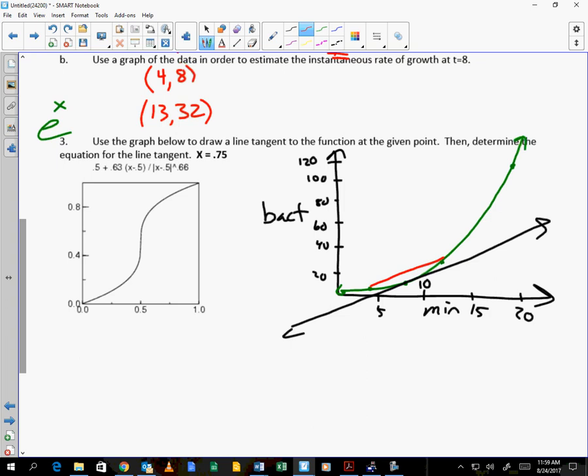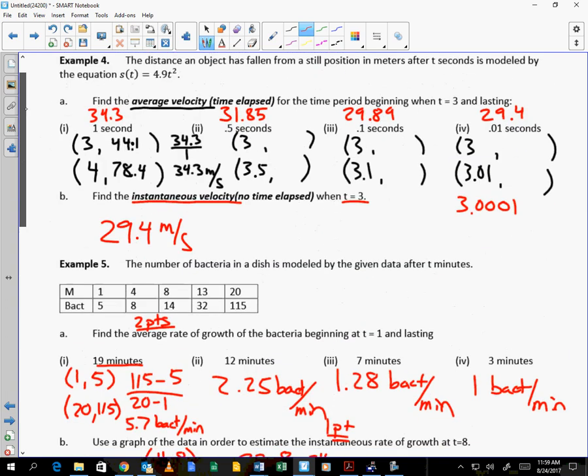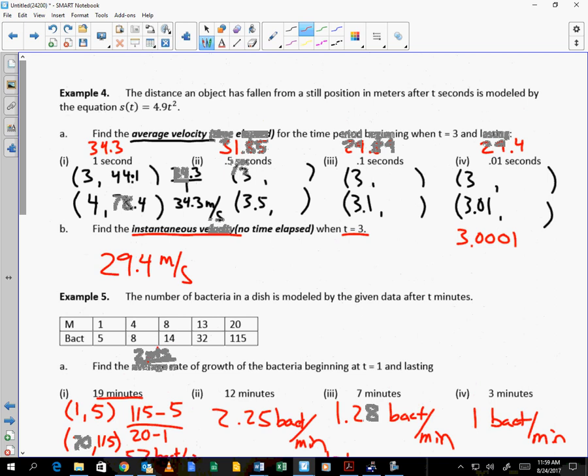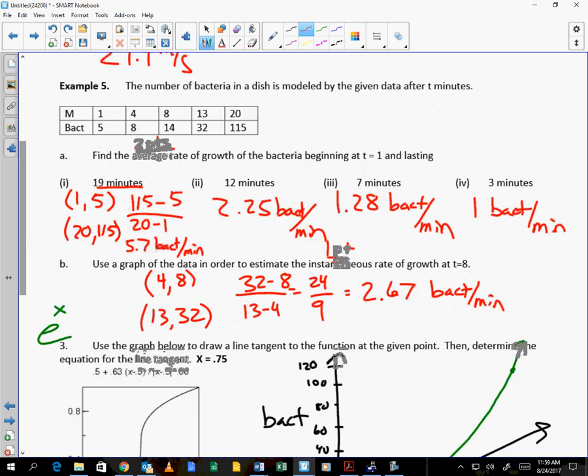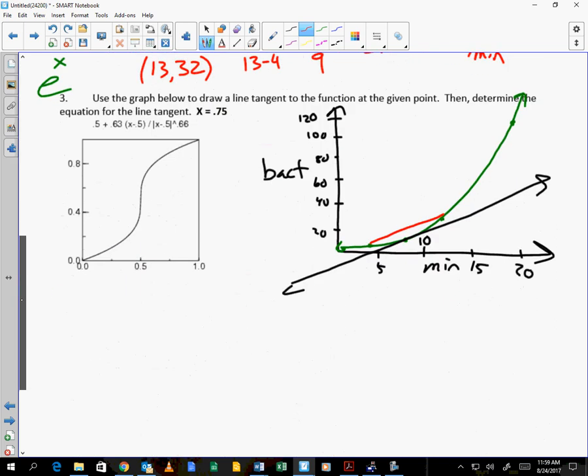Let's try that. So 32 minus 8 divided by 13 minus 4. And I get 24 over 9, which is 2.67 bacteria per minute. So we found a lot of examples of average growth of bacteria, but we would estimate that the instantaneous rate of change is 2.67. So you can see that we were given equations. You guys have learned how to deal with equations. Here we were given tables. You learn how to deal with tables. Now let's actually go to the graph.